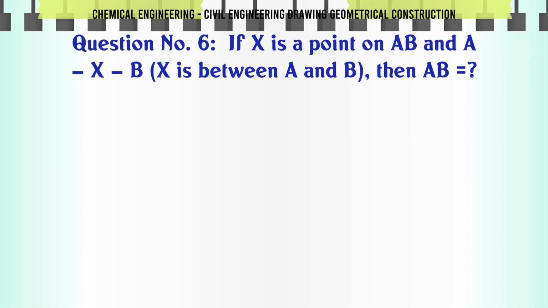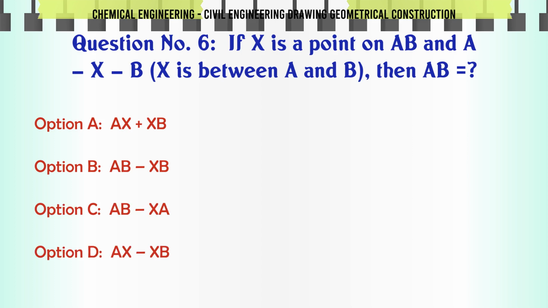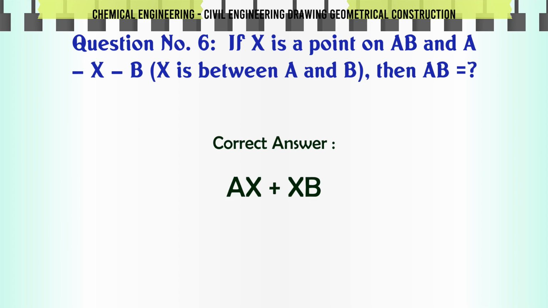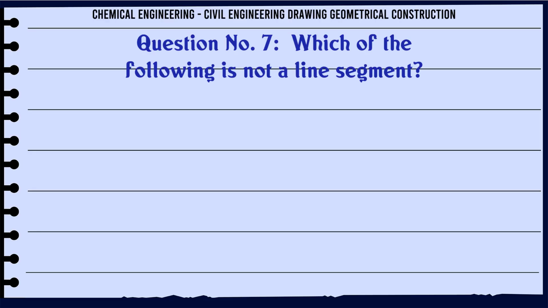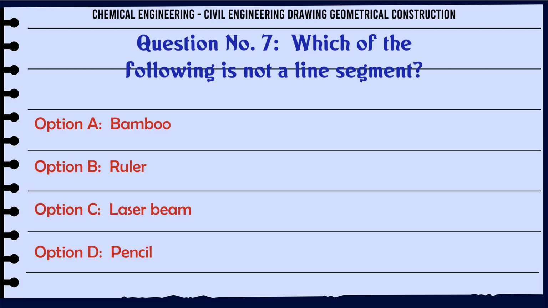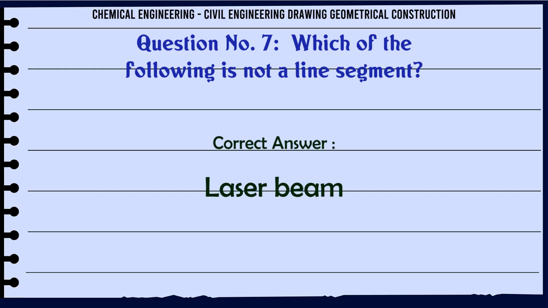If X is a point on AB and X is between A and B, then A. AB = AX, B. AB = XB, C. AB = XA, D. AB = AX + XB. The correct answer is AX + XB. Which of the following is not a line segment? A. Bamboo, B. Ruler, C. Laser beam, D. Pencil. The correct answer is laser beam.